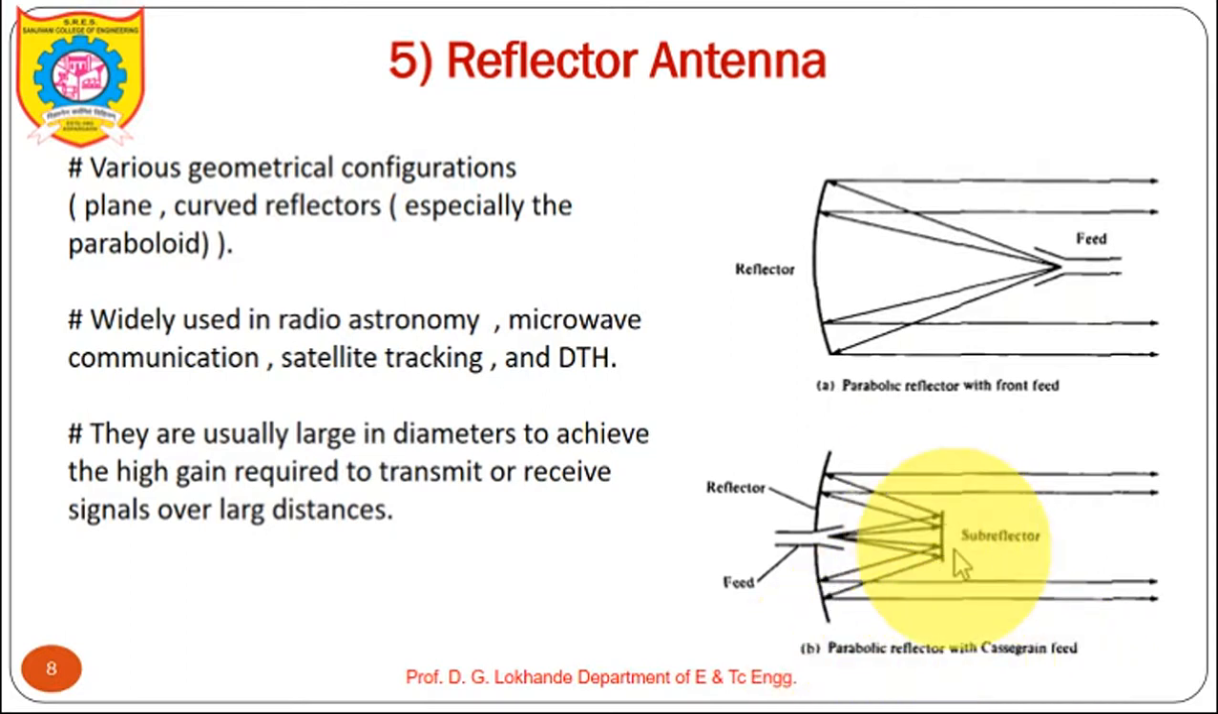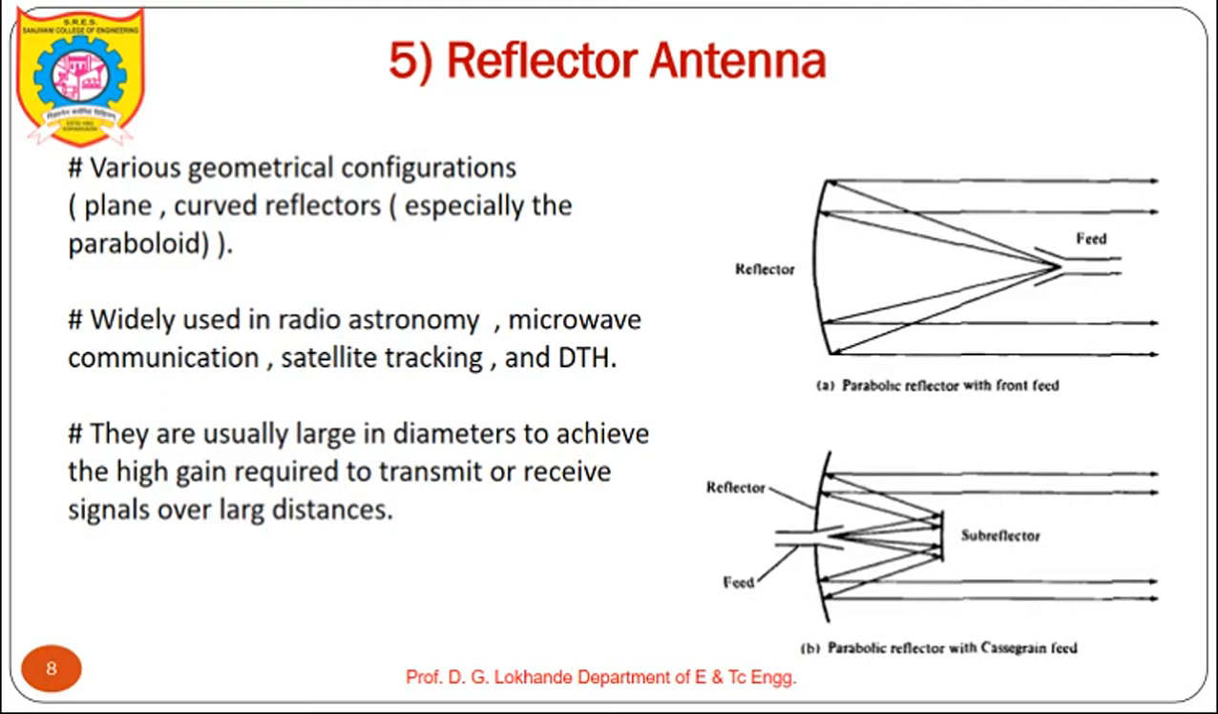This is another arrangement we get, the Cassegrain feed, where the feeding point is at the center of the parabolic disc. It radiates the signal onto a sub-reflector, and again it is reflected onto the parabolic shape and then uniformly radiated into free space. So these are the 2 types we get.